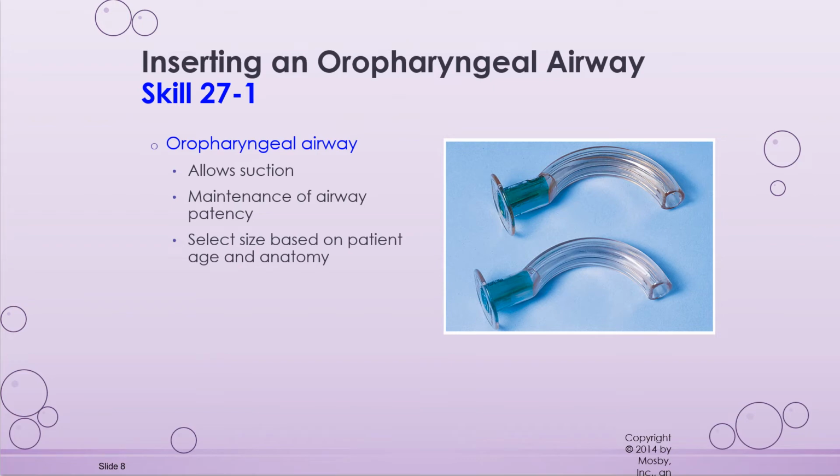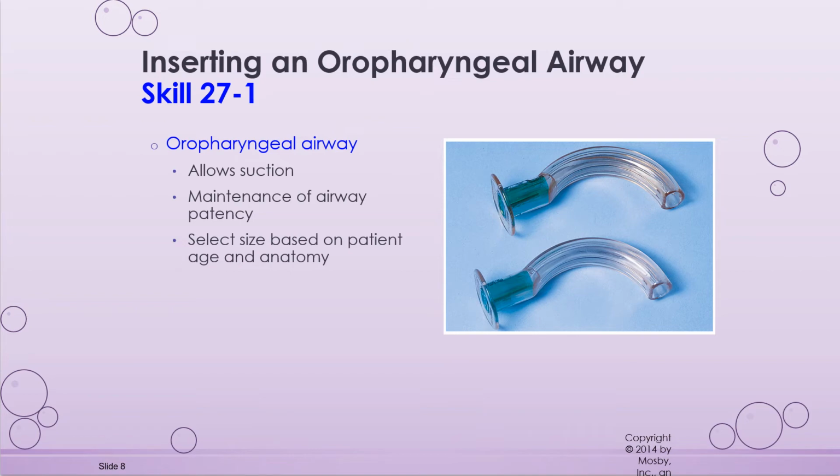Otherwise, we may suction them. All right, so inserting an OPA or an oropharyngeal airway skill, it allows suction, which is nice. It's really cheap. They're only like 75 cents each, and they are a life-saving thing. Maintenance of airway patency, and this is a skill you're going to look up in your skills book. I don't remember if skill 27-1 is the one from Mosby or if it's the one. You're going to go in whatever skills book you have as a student, and you're going to look up inserting an oropharyngeal airway. And you're a grown-up student, you can look this skill up.